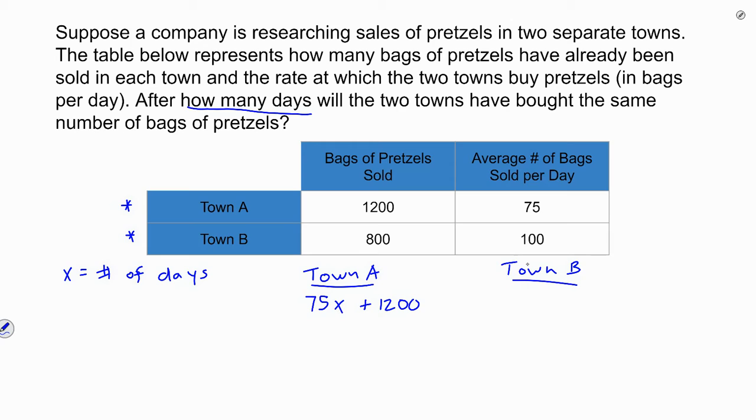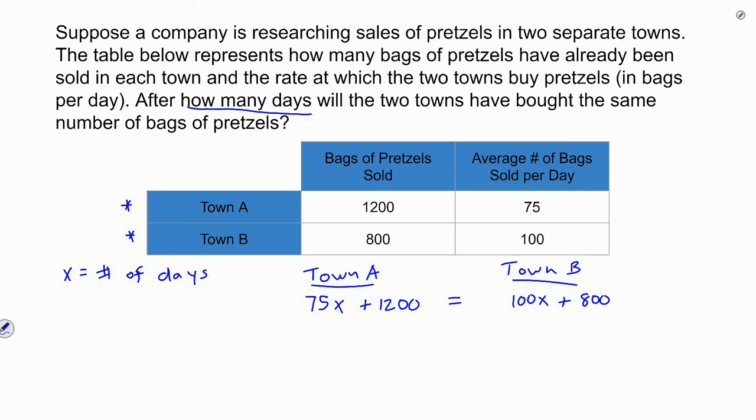Now let's do town B. Town B is very, very similar. They're selling 100 bags per day, so 100 times x, because x represents how many days we have, plus what's the flat amount? Well, they've already sold 800. Now we're trying to see when this town will equal that town, so we're going to set our two expressions equal. Now we have an equation that we can solve to figure out when the two towns will be equal.